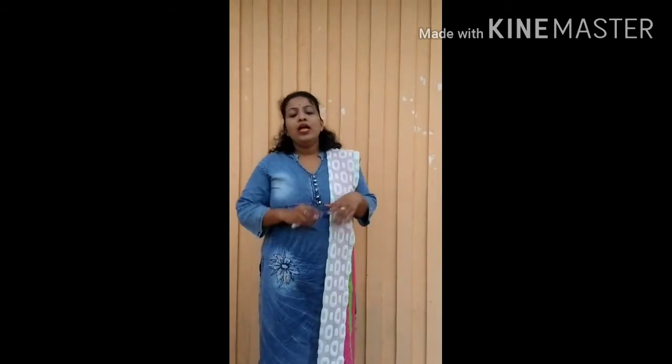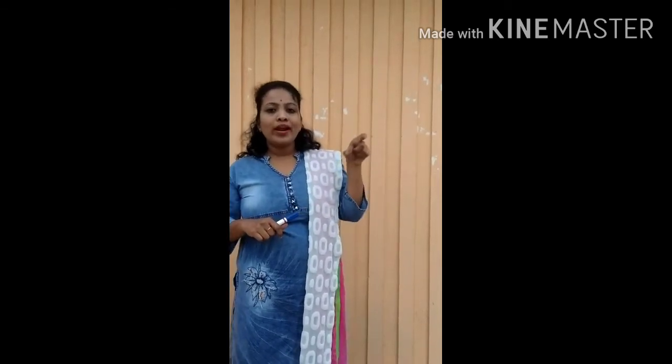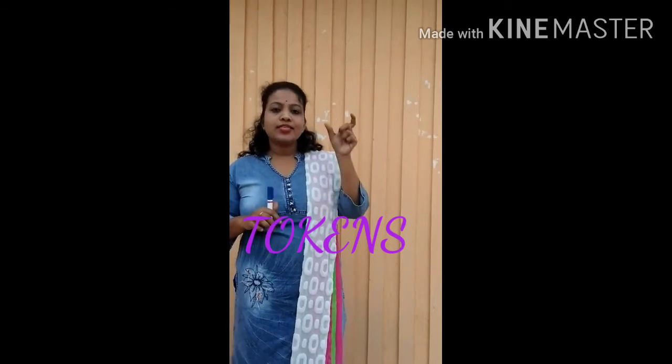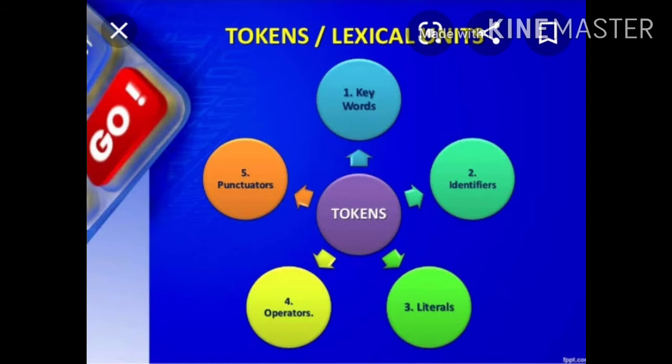So in the same way, for Python also, there are small units you are using, right? The small units are known as tokens. Okay, the tokens are the small units in Python. Now we discuss the tokens. The tokens include five elements: keywords, identifiers, literals, operators and punctuators.